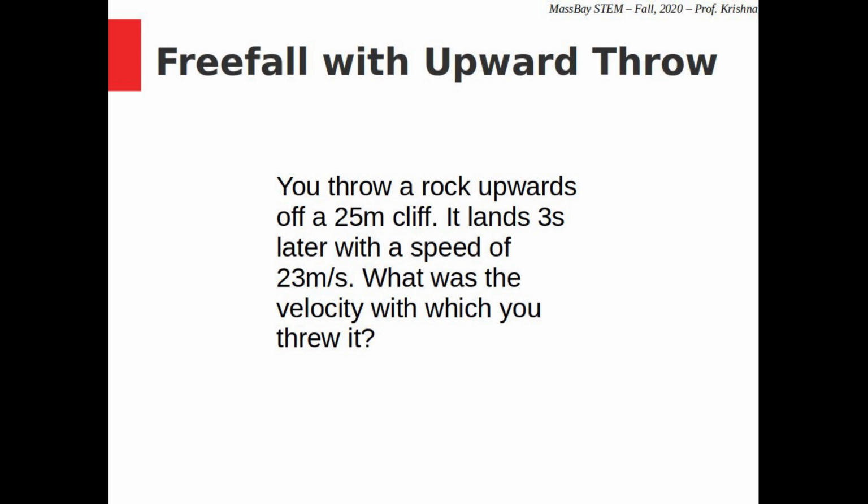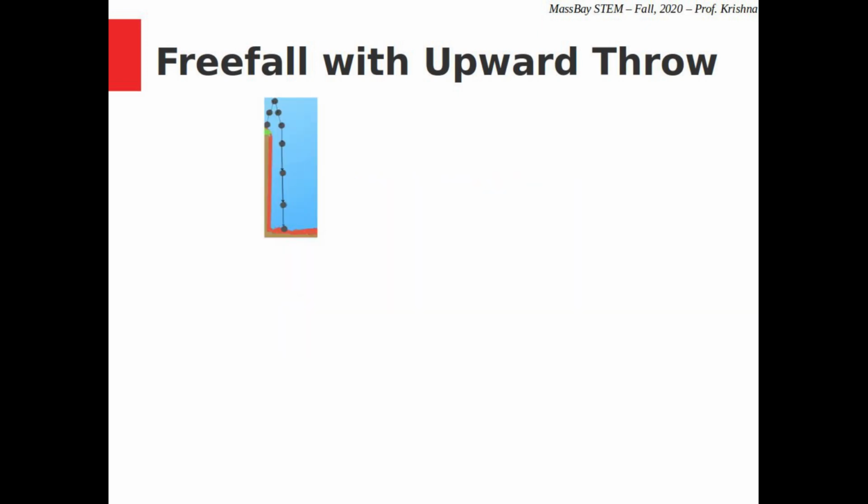How about this one? You throw a rock upwards off a 25-meter cliff. It lands 3 seconds later with a speed of 23 meters per second. What was the velocity with which you threw it? Step 1. Draw a picture. Remember, you threw the rock upward, so it reached its peak and then descended until it landed. Step 2. Set the endpoints. We'll take the first photo a nanosecond after the rock leaves your hand, and the second photo a nanosecond before it hits the ground.